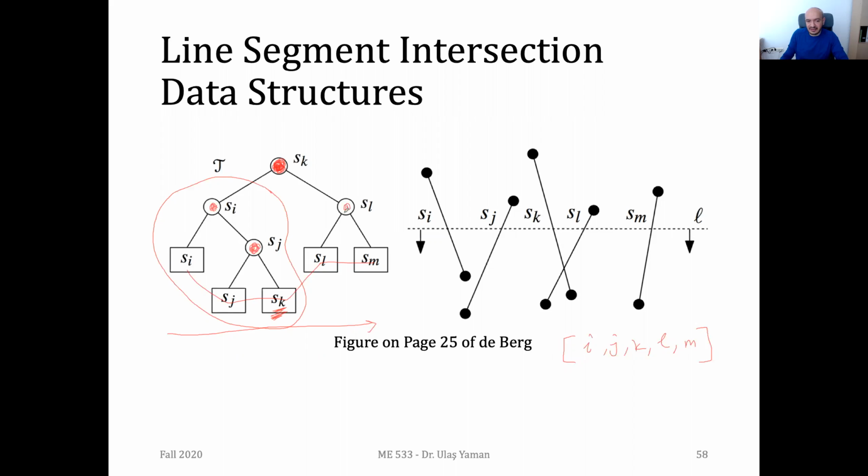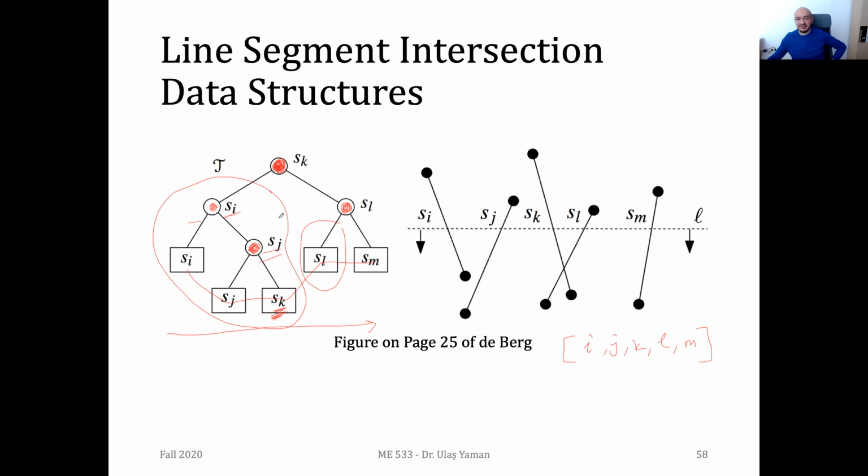For the other ones, things are simpler since they have just 2 leaves. This is our left subtree, and the rightmost leaf in that left subtree is SL. And again, if you look here, this is the left subtree, and the rightmost leaf is SJ. SJ is stored. This is the left subtree, and SI is the rightmost leaf. So we simply store SI here.